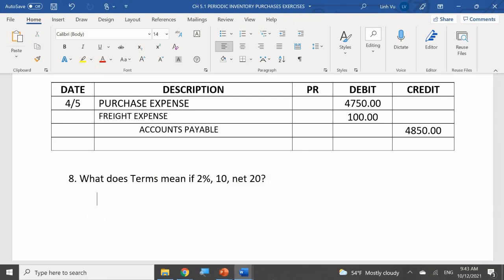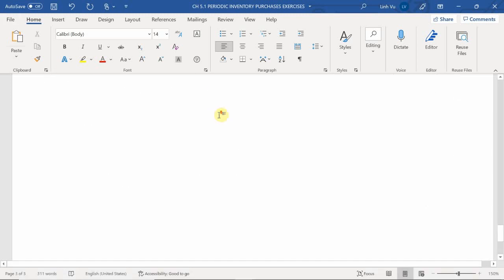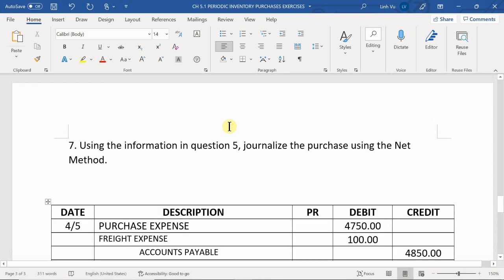You get a 2% discount if you pay within 10 days. If not, you'll pay full. Or did I say that wrong? If not, pay in full in how many days? 20. 20 days. Good. Excellent. Okay. All right. Any questions in regards to chapter 5.1?